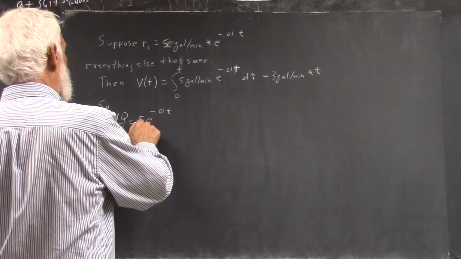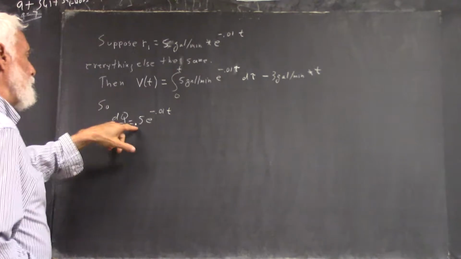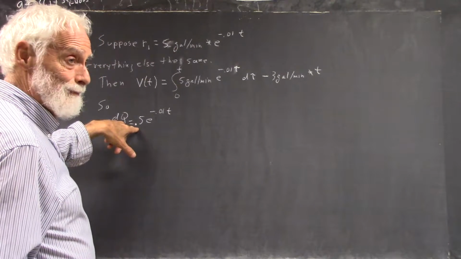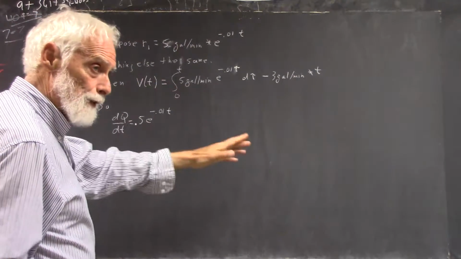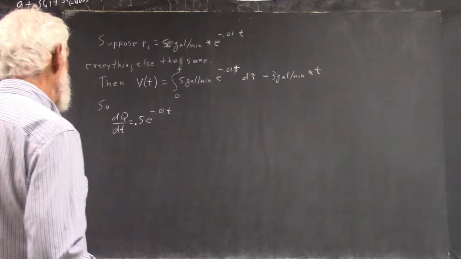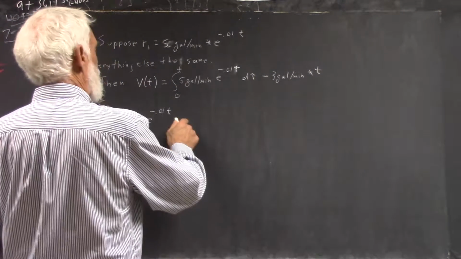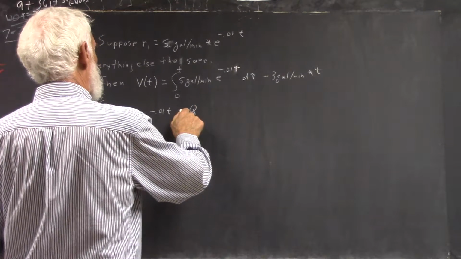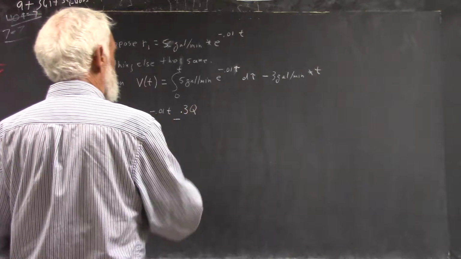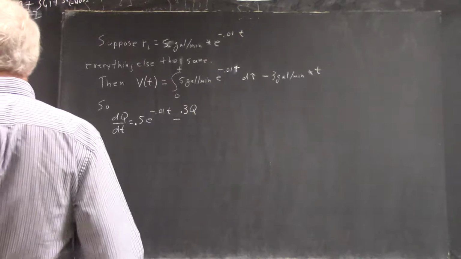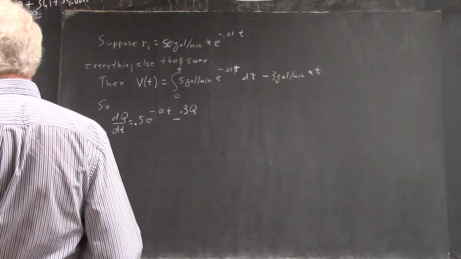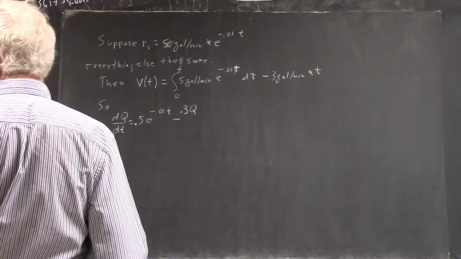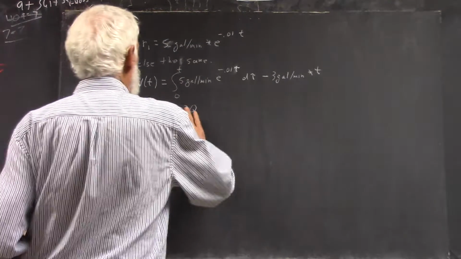And it would actually be, because of the 10% solution, 0.5 gallons per minute times this decreasing exponential. Okay? So dq/dt equals this minus 0.3q, because we're leaving the inflow rate the same. We're going to have a 0.3 on that. No, it's 3. Never mind.